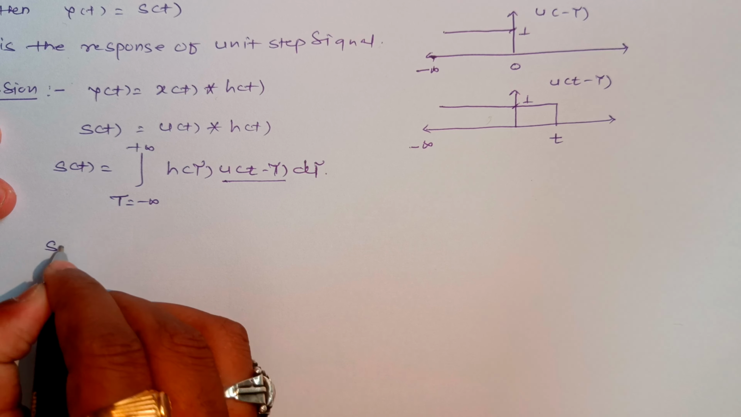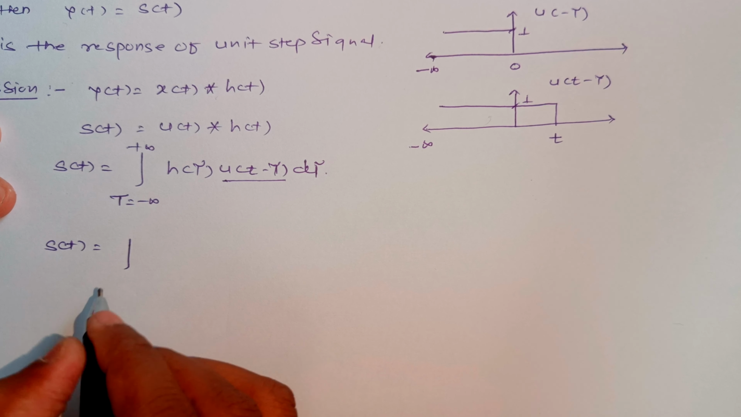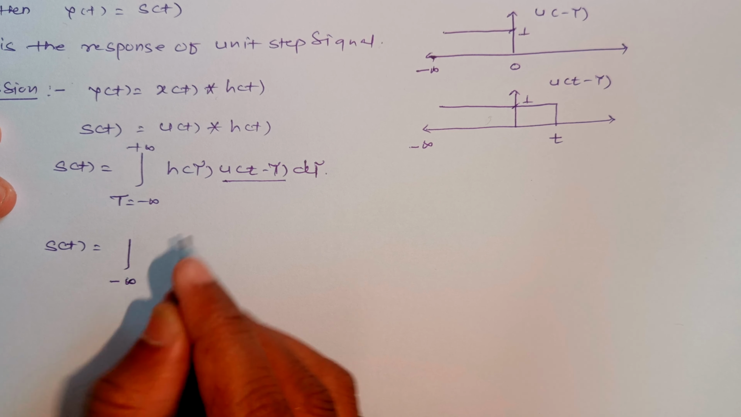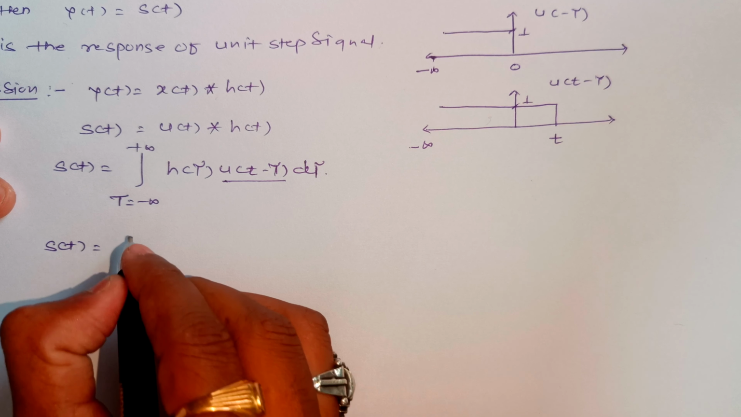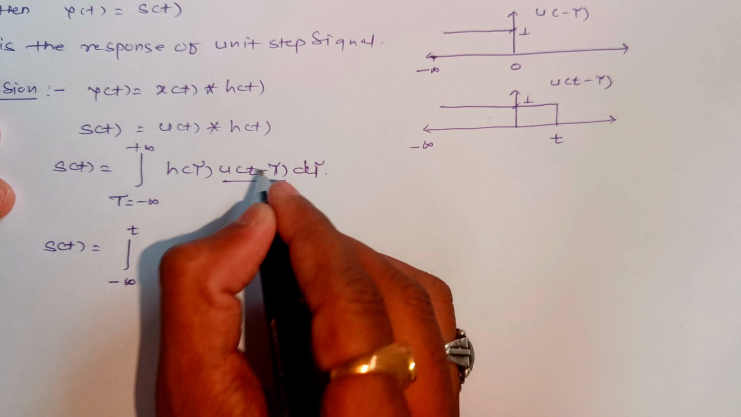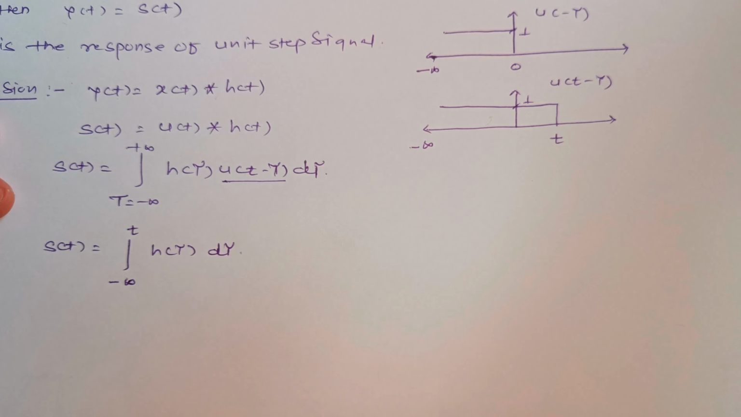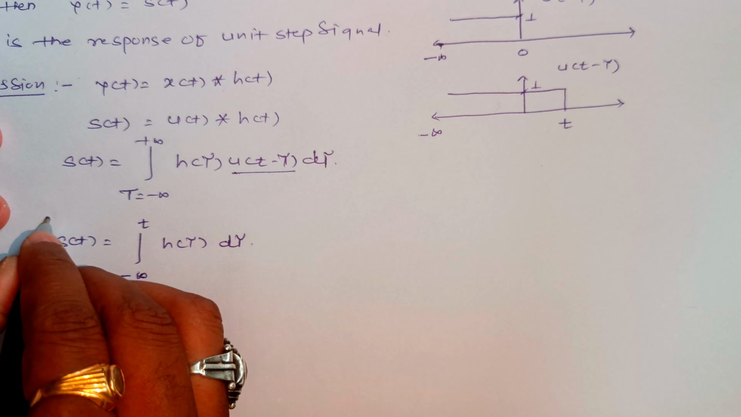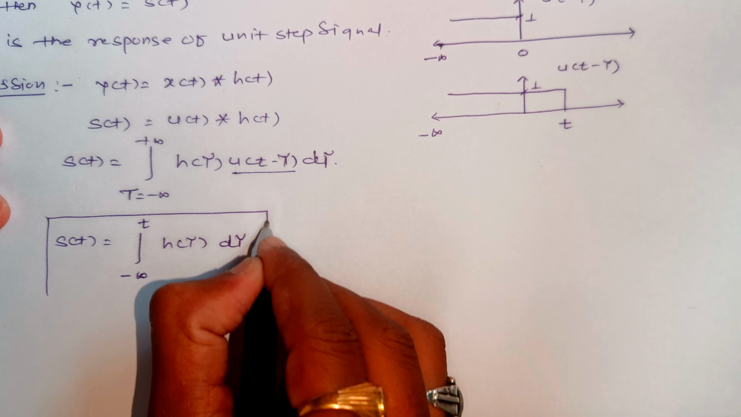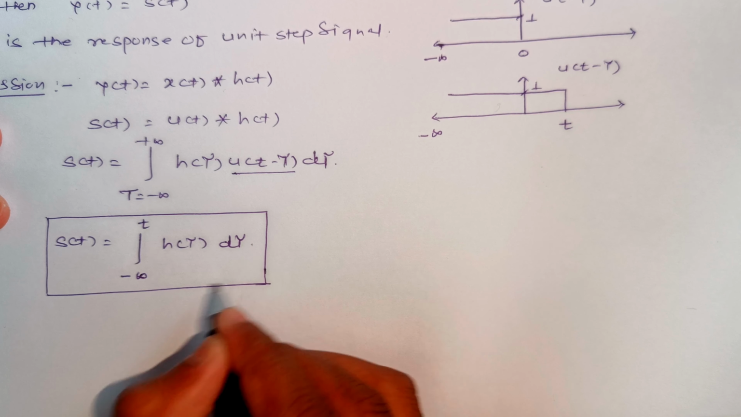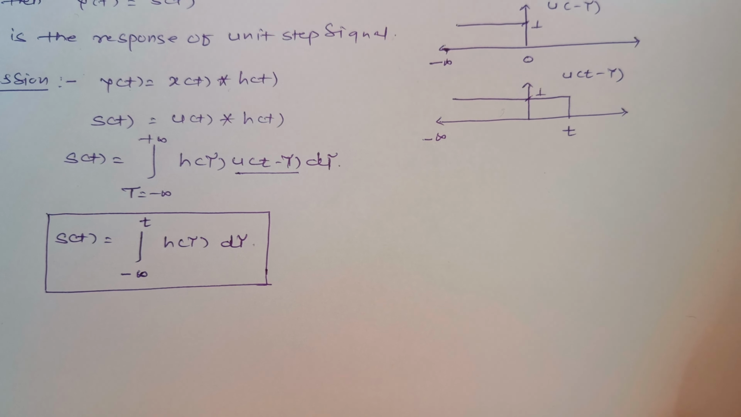So here we will write s of t is equal to integration from minus infinity to t. This function value is 1, so we're left with h of tau d tau, and this is called the step response of LTI system. This will be its formula.